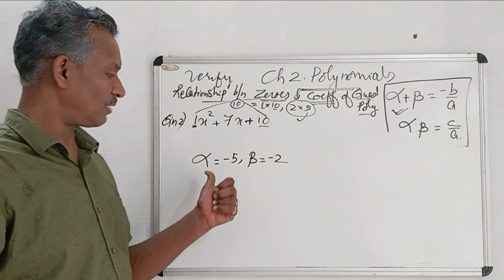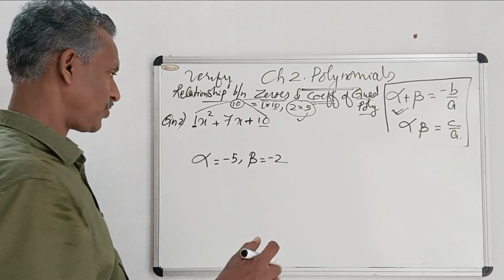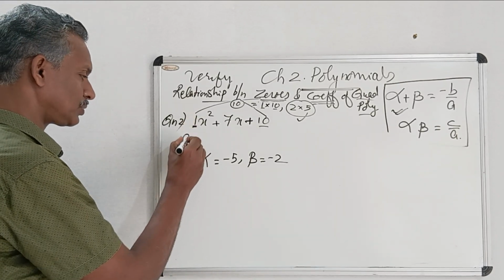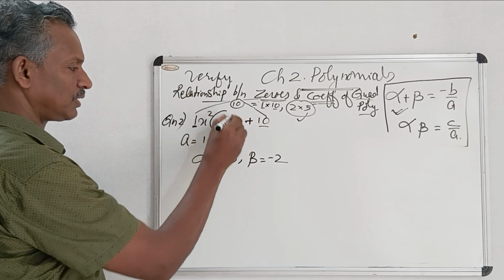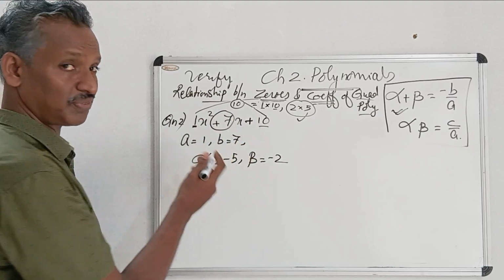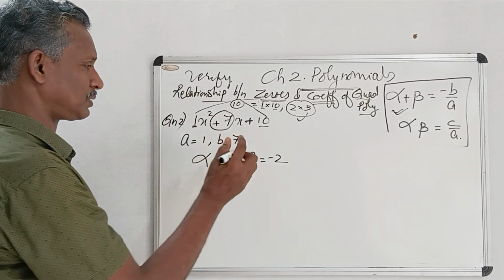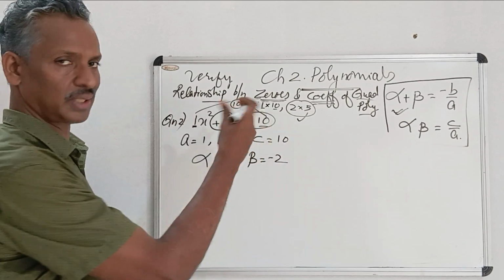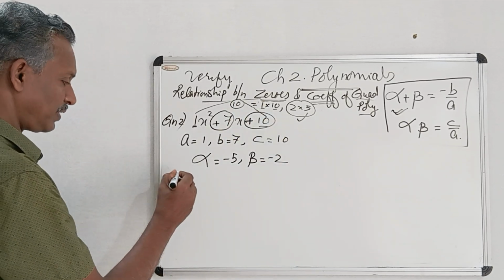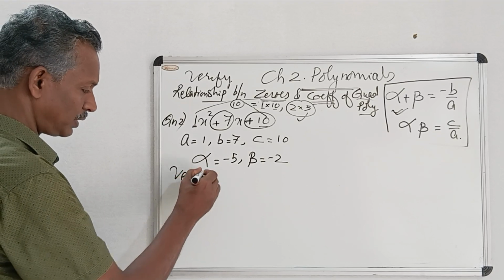So we got alpha is minus 5 and beta is minus 2, and the coefficient of x square is called a, it is 1. b is the coefficient of x, it is plus 7 or simply 7. If it is plus, don't put the sign, simply 7. And c is the constant, it is plus 10, simply you write 10. And verification, we have to verify two things.